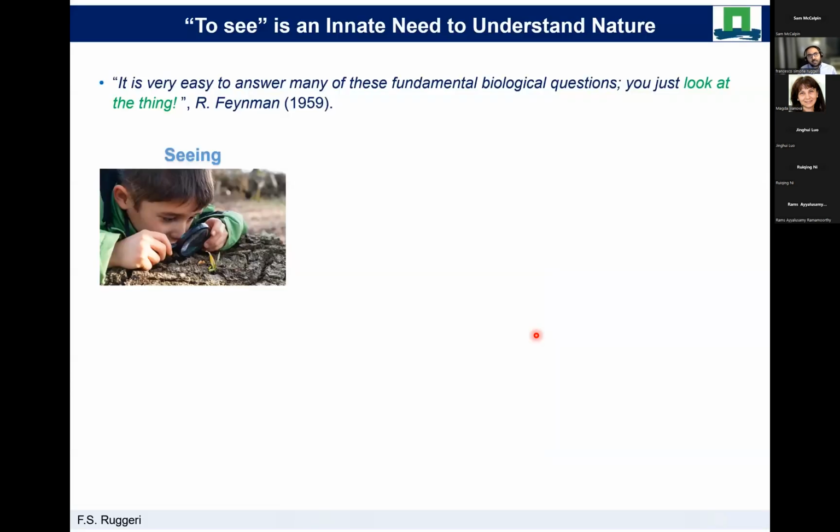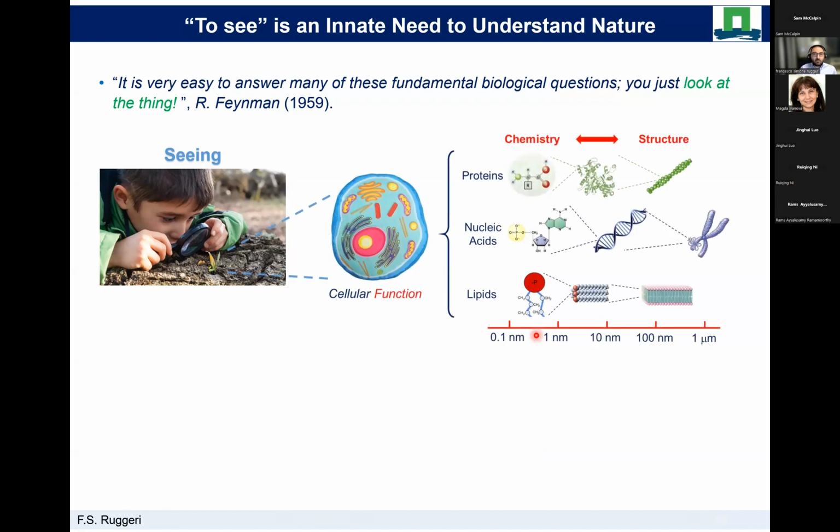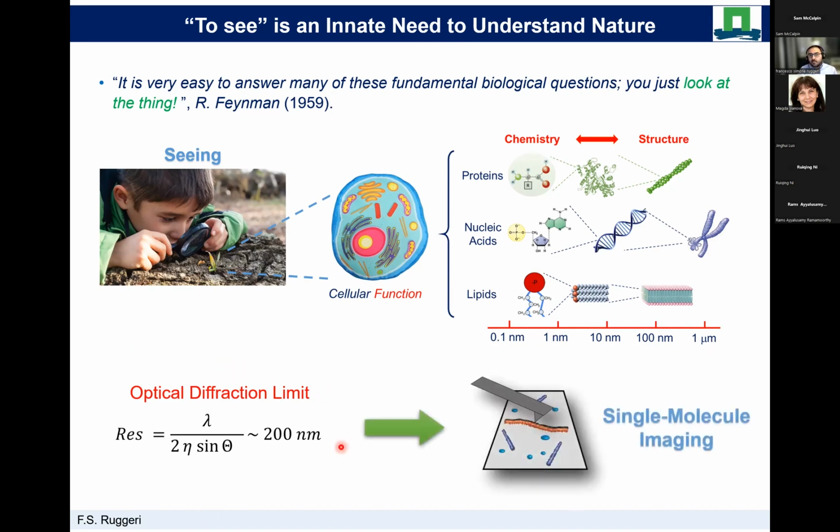Like Feynman said when biotechnology first started, it's very simple to solve any problem in biology. It's sufficient just to look at the thing, where the thing indeed are these biomolecular processes I showed you before. But also, as I already told you, they have nanoscale dimension, and we are often limited by the optical diffraction limit of light. And so we need single molecule imaging to understand the single molecule properties of a heterogeneous system like protein aggregation.